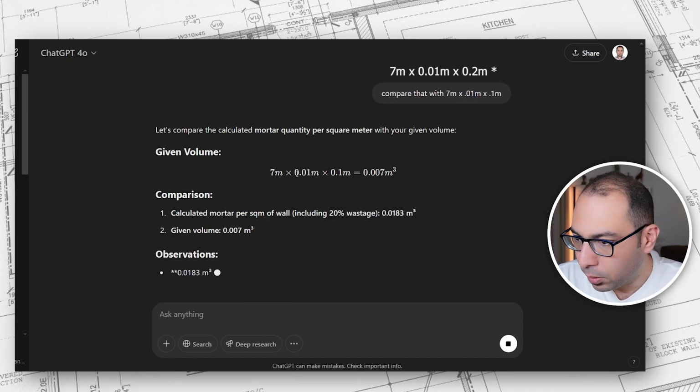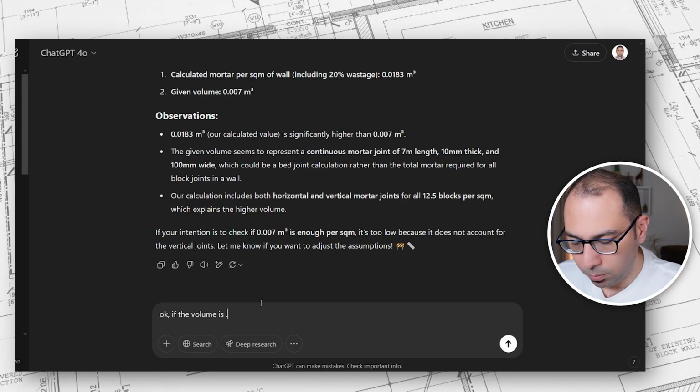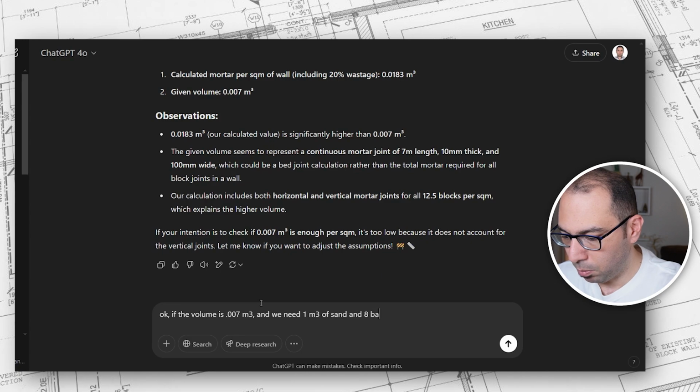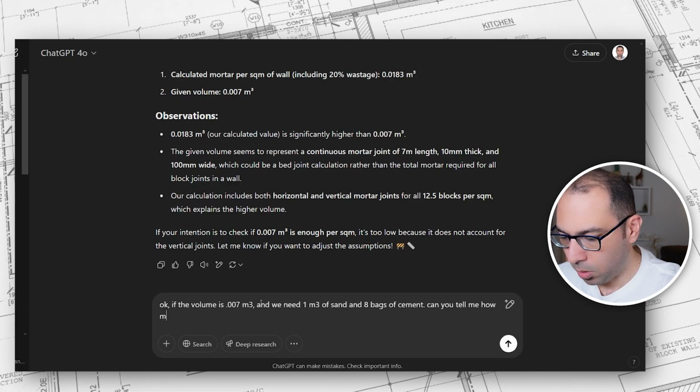So 0.007. If the volume is 0.007 cubic meter and we need 1 cubic meter of sand and 8 bags of cement, can you tell me how much is the price of cement per bag in Dubai? Or in UAE, let's say.